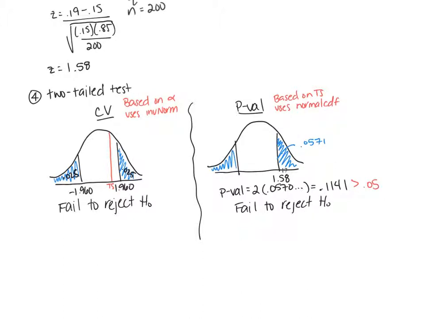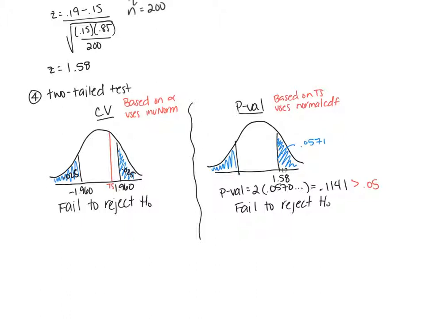As you can see, regardless of which method we used, we made the same decision, and that will always be the case. If you're ever working on a problem and you reject using one method and fail to reject using another method, that means something has gone wrong. So you need to go back and check your work.